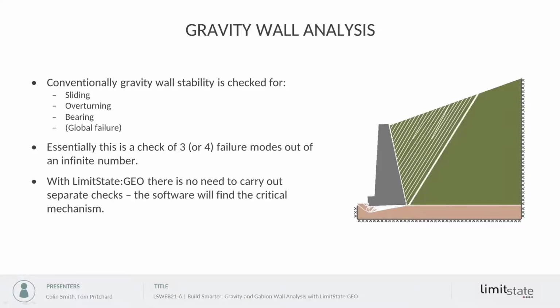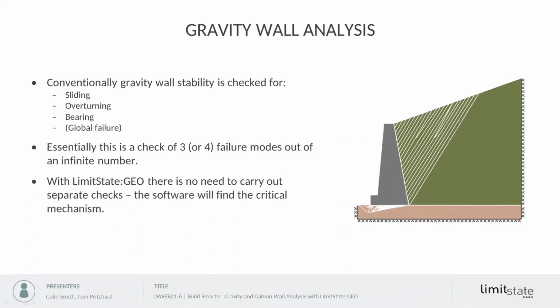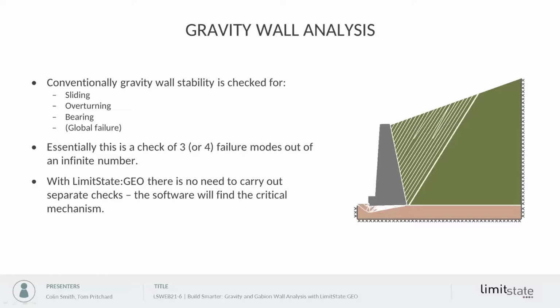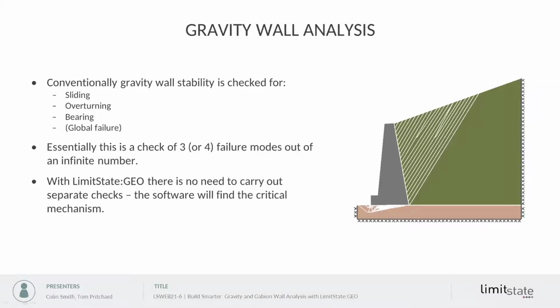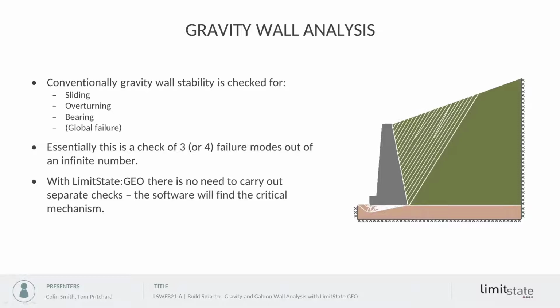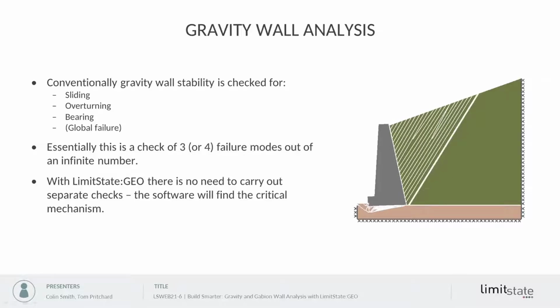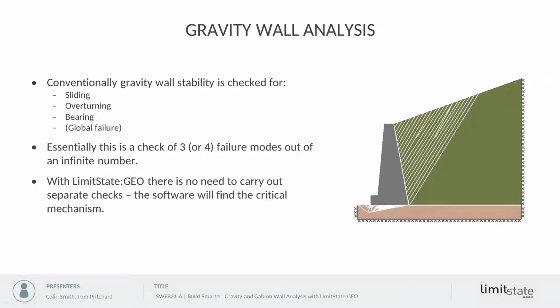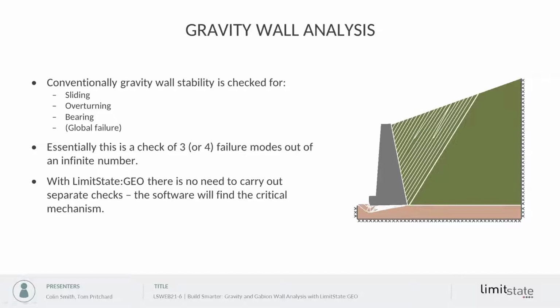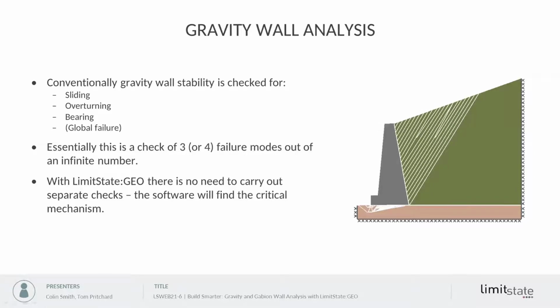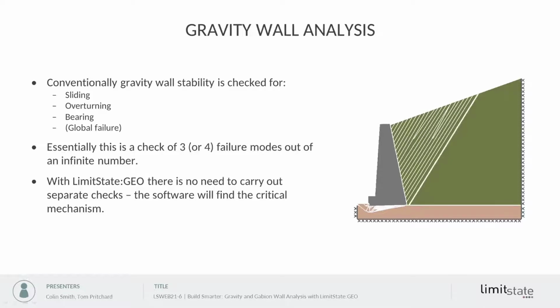With LimitState GEO, there's no need to carry out these separate checks. The software, in effect, will check all of them and will find the critical mechanism. So it'll check all 3 or 4 of these failure modes, plus many, many thousands of others, and it will pick out the most critical ones. So in this mechanism on the right, we've got a mixture of a sort of bearing failure, a sliding failure, and an overturning failure. And that's the most critical one for that particular scenario that's modeled.